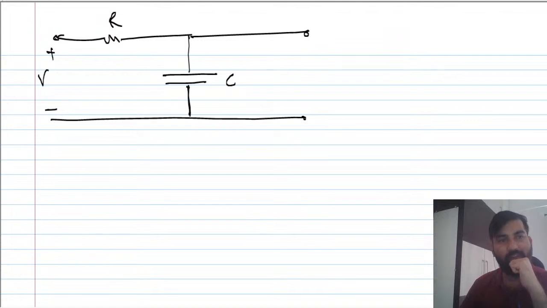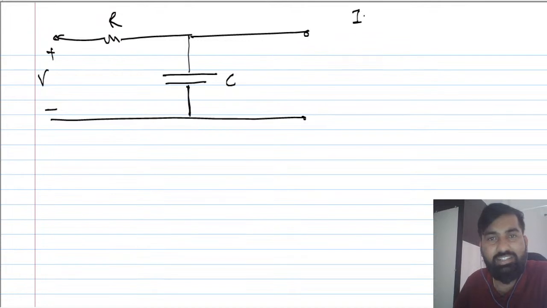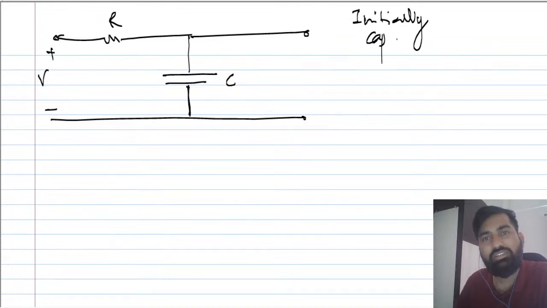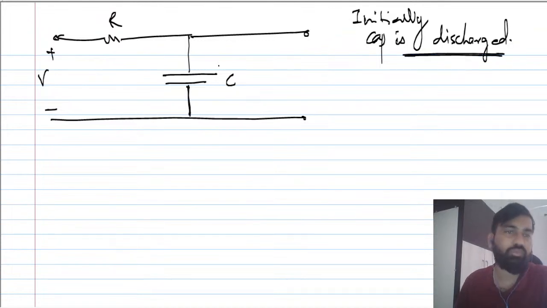So you have to keep in mind, guys, that whenever you apply some input to the RC circuit, this capacitor has to charge. Initially you can consider that this capacitor is not charged. Initially the capacitor is discharged, at rest. Zero voltage is there across the capacitor.